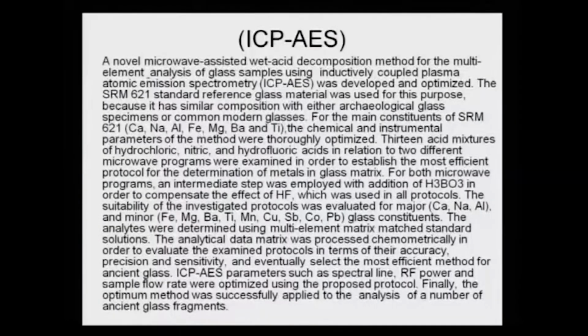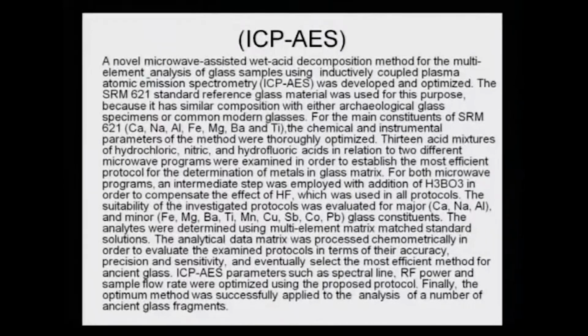The analytes were determined using multi-element matrix match standard solution. Obviously, it is always a calibration method. So, the standard also must have all these components to be able to analyze the same metals in the sample. The analytical data matrix was processed chemometrically in order to evaluate the examined protocols in terms of their accuracy, precision and sensitivity, and eventually select the most efficient method for the ancient glass. So, there was some permutation and combination in the method that was developed, and the best method that gave the best analytical data in terms of its chemometric manipulation was the one which was used for analysis of the ancient glass samples or the archaeological samples.